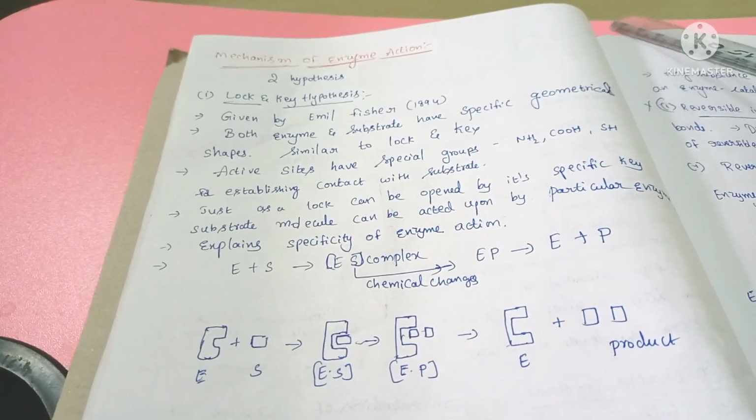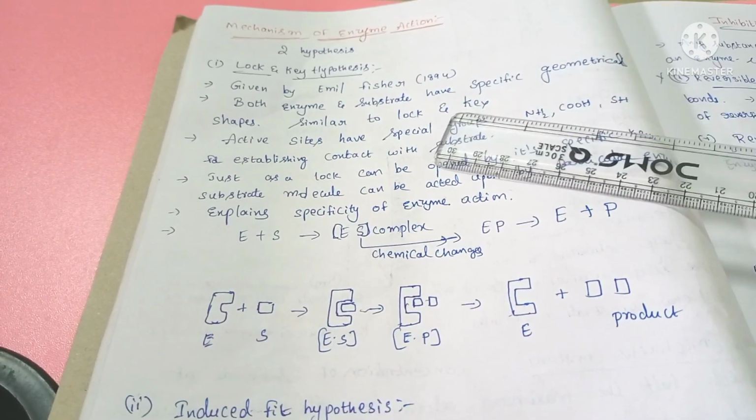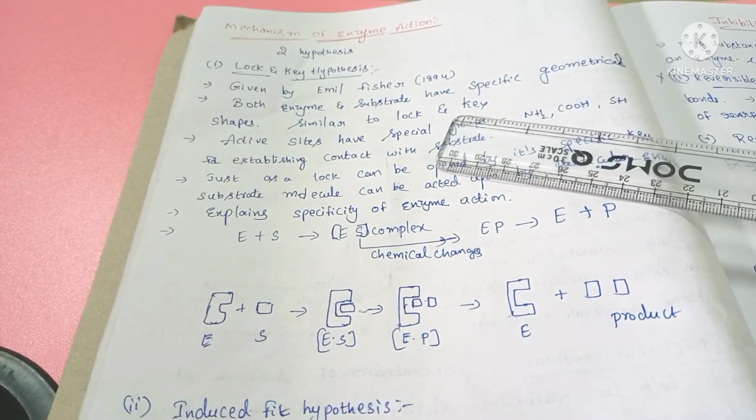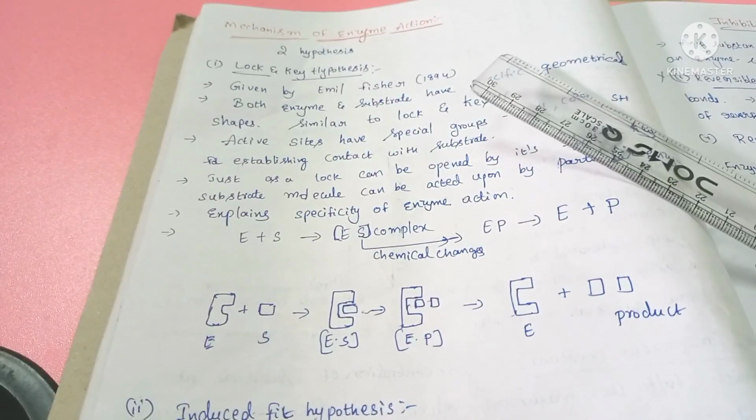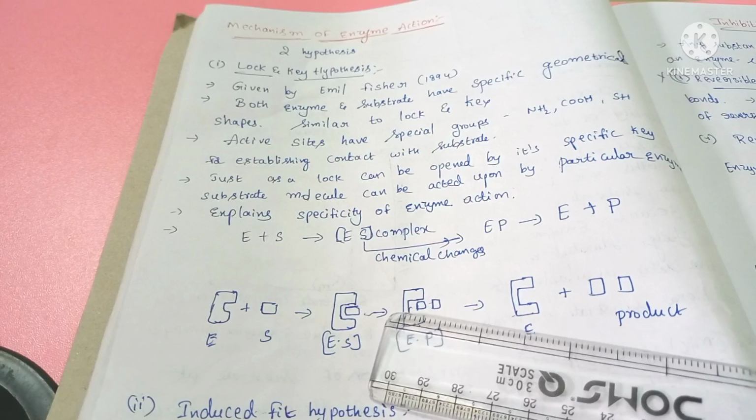In this video, we are going to study the mechanism of enzyme action. There are two hypotheses proposed for explaining enzymatic action. They are the lock and key hypothesis and the induced fit hypothesis.